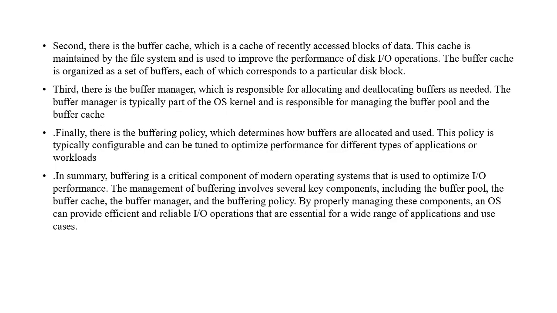So second, there is a buffer cache which will store some blocks of data. This cache is maintained by the file system and is used to improve the performance of disk IO operations. The buffer cache is organized as a set of buffers, each of which corresponds to a particular disk block. So this is the second: why we use this buffer and how it will be managed by the operating system.